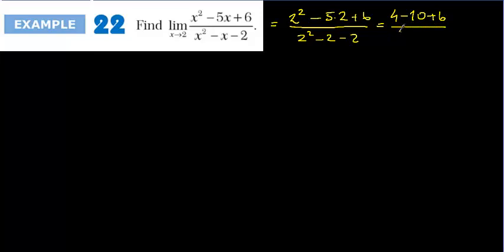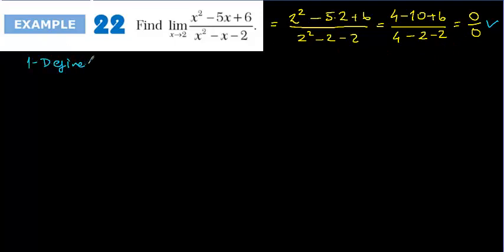Okay, the next question: the limit as x tends to 2 of x squared minus 5x plus 6 over x squared minus x minus 2. I'm going to replace the value: 2 squared minus 5 times 2 plus 6 over 2 squared minus 2 minus 2 is equal to 4 minus 10 plus 6 over 4 minus 2 minus 2. That's equal to 0 over 0. So the common method, I said, is factorization for 0 over 0 indeterminate forms. Okay, this is not the solution, this is the first step. First, we should define that it is 0 over 0.